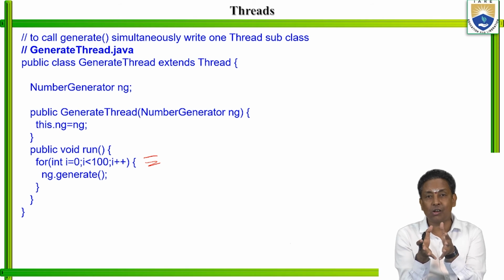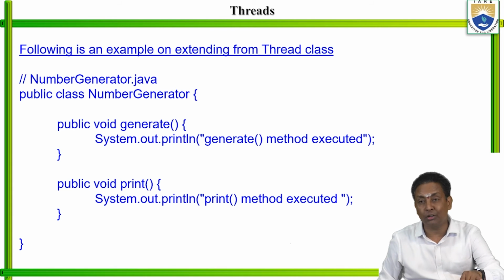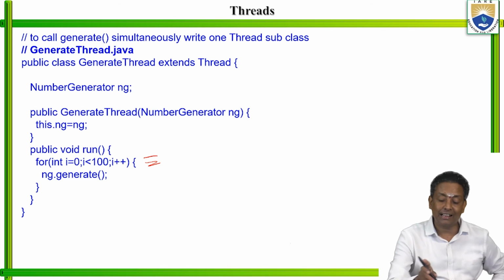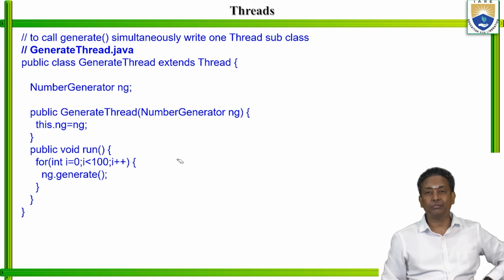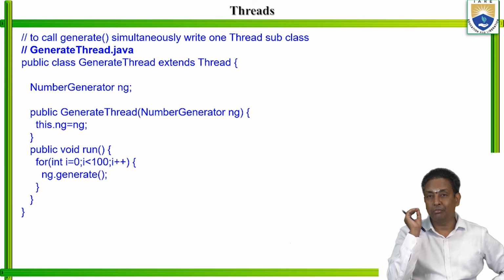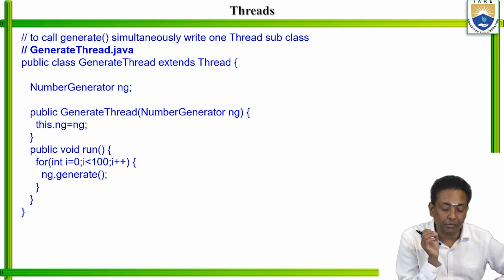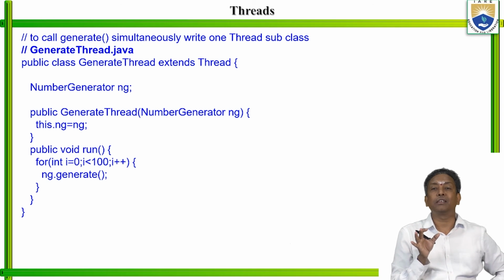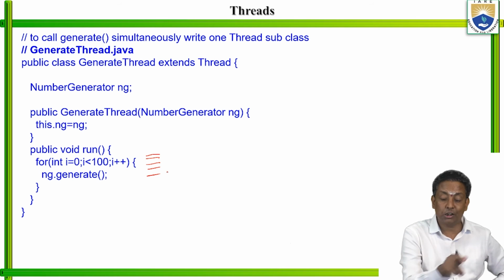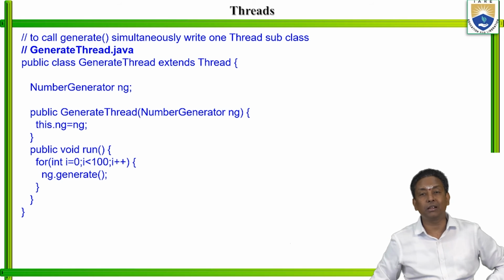So the actual logic must be written in the methods which want to run simultaneously, but we should not write logic directly in the run method. That is absolutely wrong implementation. Many times I found most of the others writing the logic directly inside the run method, whether the threads want to run simultaneously or methods want to run simultaneously.